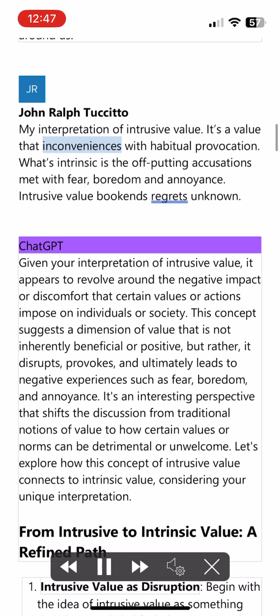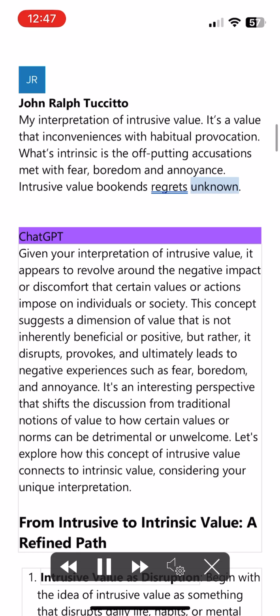It's a value that inconveniences with habitual provocation. What's intrinsic is the off-putting accusations met with fear, boredom, and annoyance. Intrusive value bookends regrets unknown.